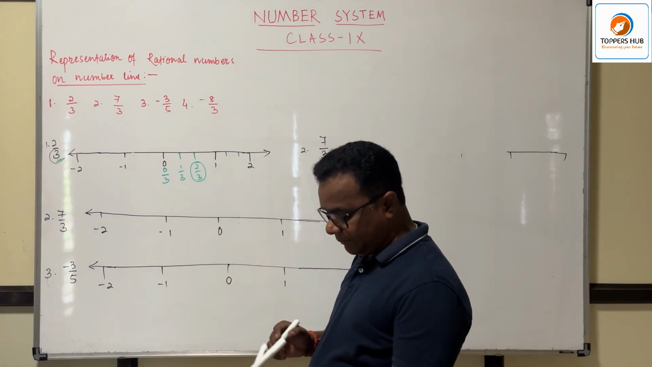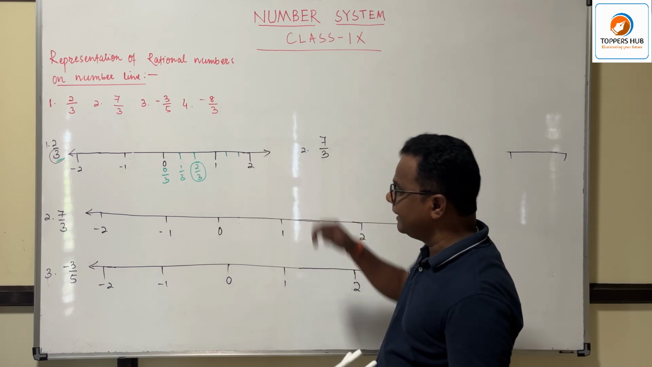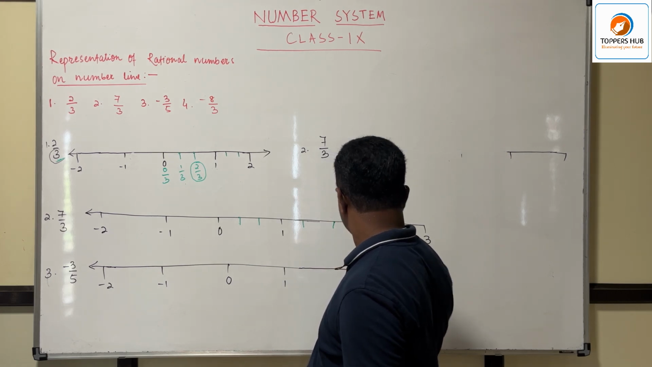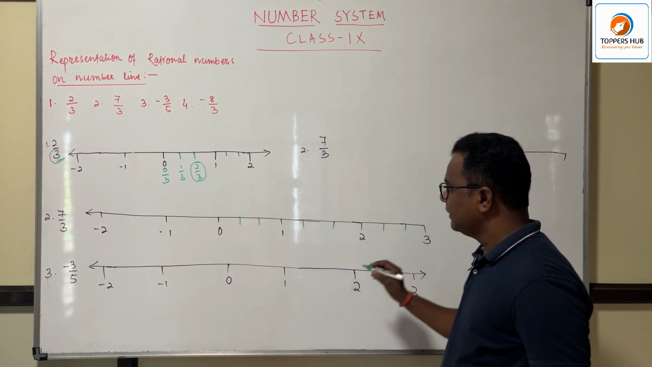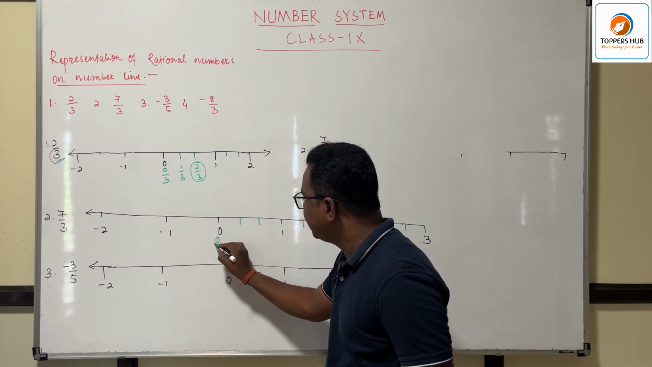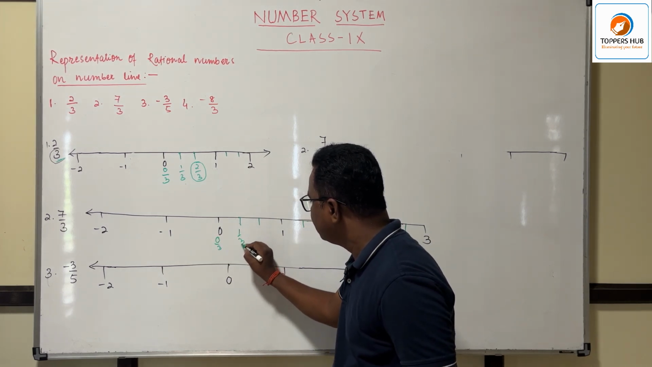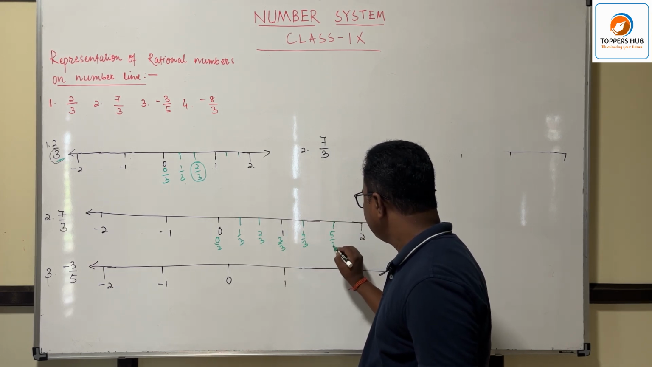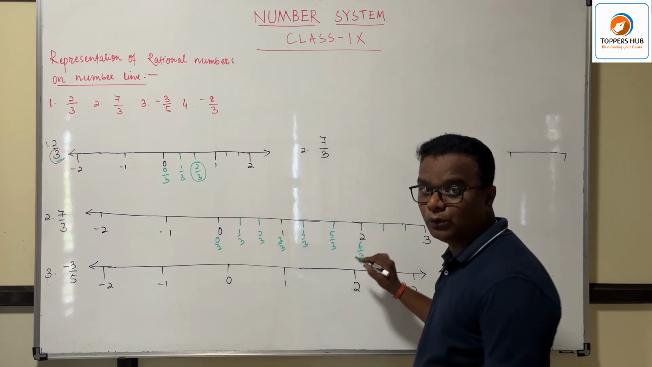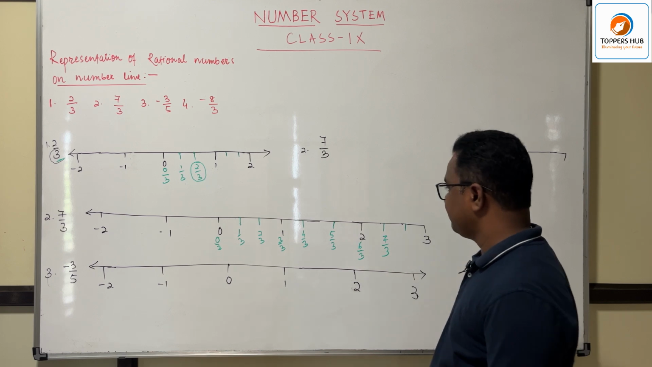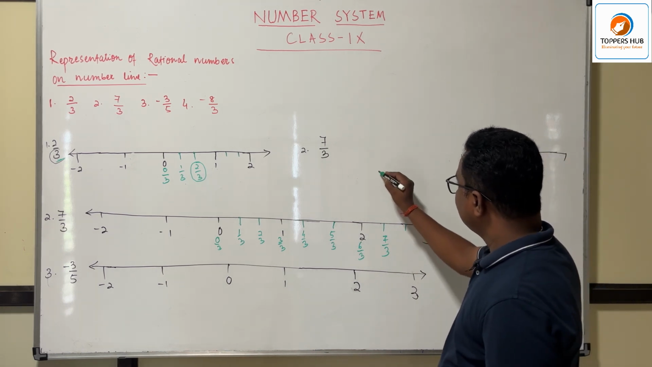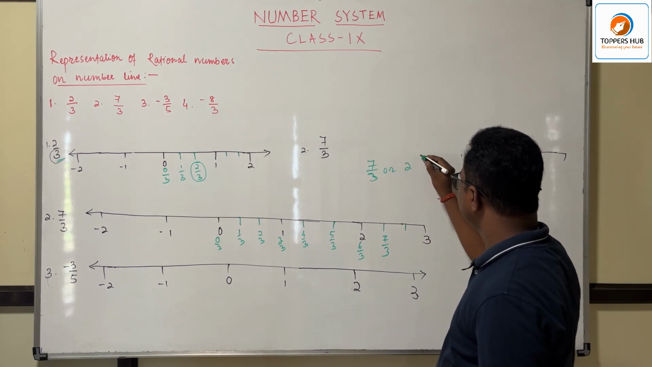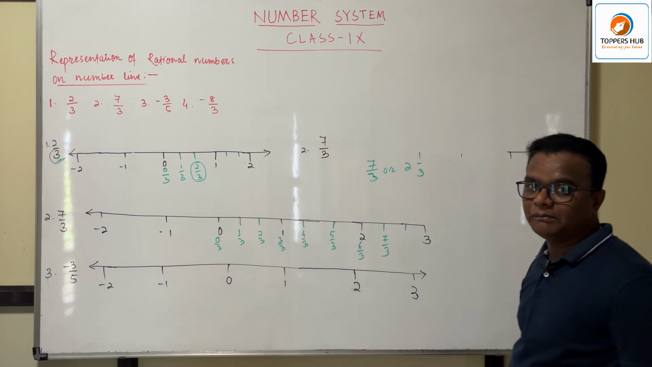Next one is 7 by 3. In this case also we are going to divide each segment into 3 equal parts. Here it is 0 by 3, 1 by 3, 2 by 3, 3 by 3, 4 by 3, 5 by 3, here 6 by 3. 6 by 3 means 2, and here it becomes 7 by 3. It can also be written like this: 7 by 3 or 2 whole 1 by 3. 2 times 3 is 6, plus 1, 7 by 3.